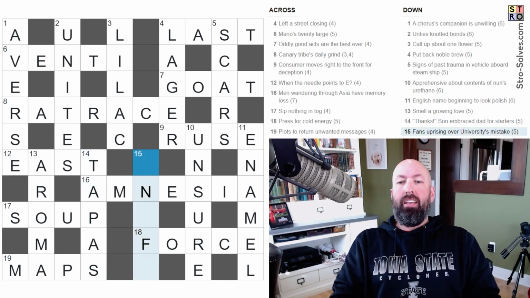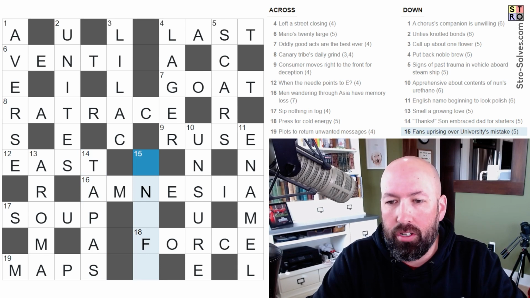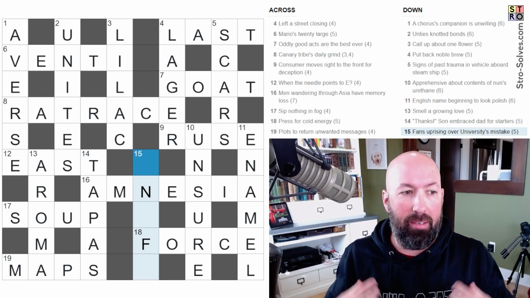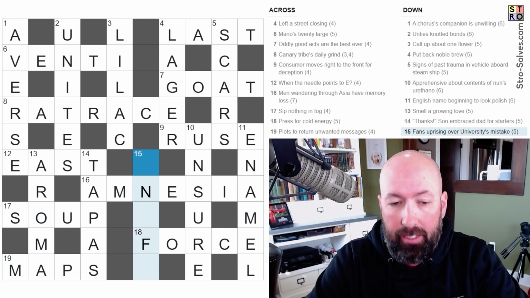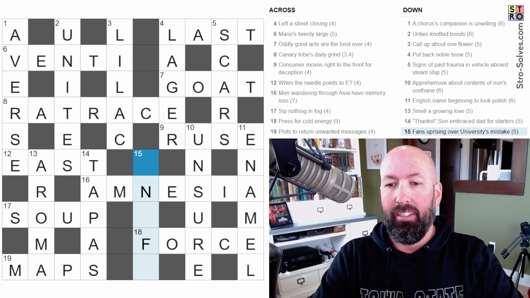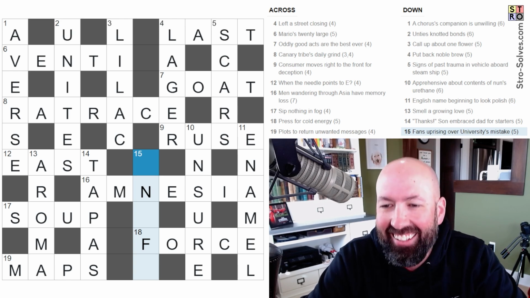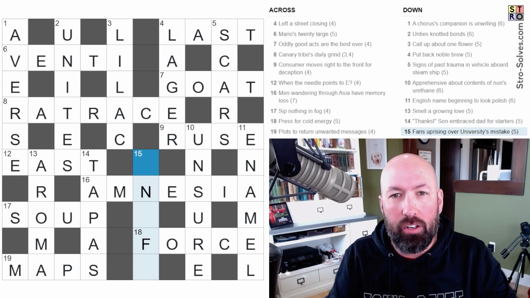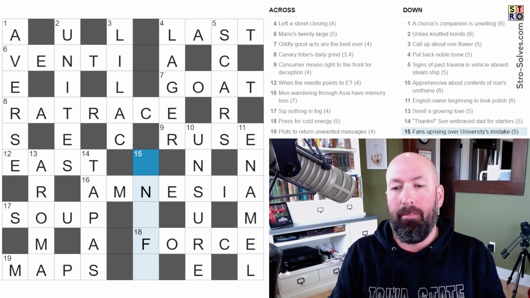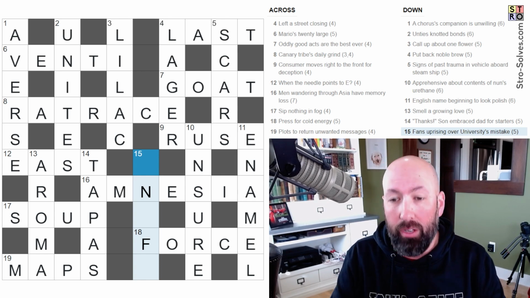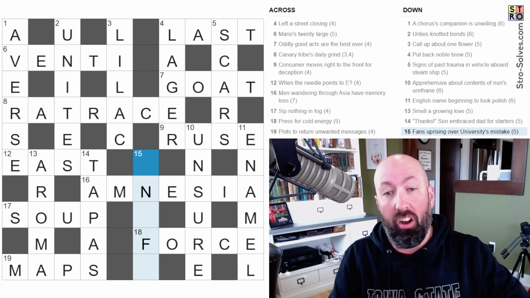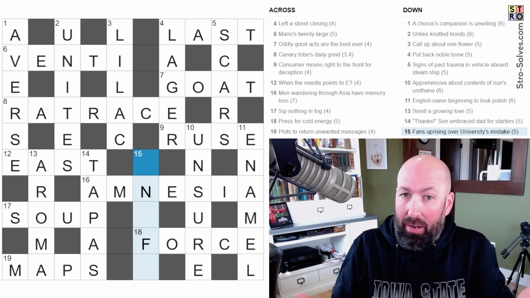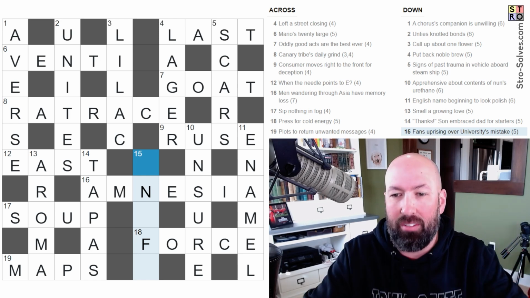All right. Fans uprising over university's mistake. So again, you're supposed to picture a group of fans, maybe Iowa State fans after they lost in the March Madness. And the fans are upset. They're uprising, they're angry because the university made a mistake. And so there's an uprising. Well, really what's happening is fans are uprising. Again, it's a down clue. You hear up, you hear rising, uprising. You should definitely be thinking of the opposite direction.